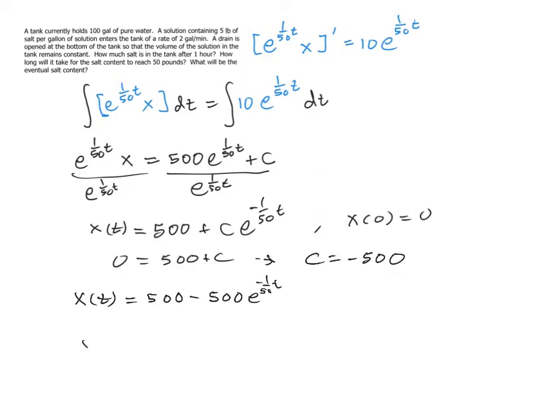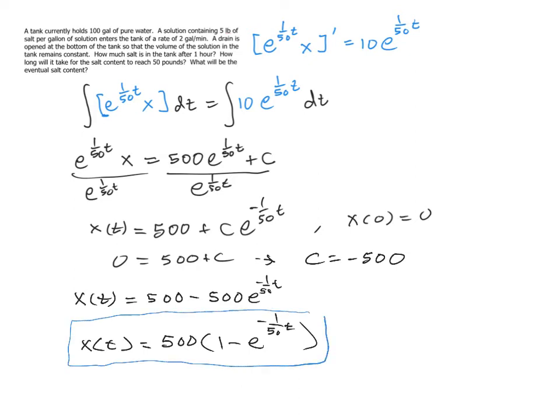I can then factor out a 500 from this to make it simpler, and it's 500 times 1 minus e to the negative 1 over 50t. So that is my solution, and again, its job is to tell me the number of pounds of salt at any given time t measured in minutes. So I'll now take this solution that we found and use it to answer the questions in the problem.